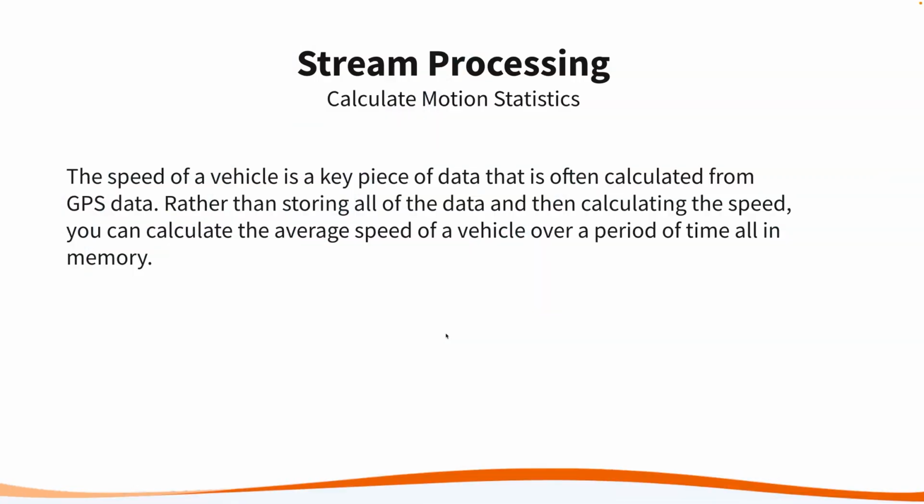Hi there everyone. Today we'll be going through another stream processing scenario where we calculate the speed of vehicles coming from a high volume stream of GPS locations. Often, the speed of a vehicle is a key piece of data that people are interested in storing. Rather than storing all of the data and then calculating the speed, you can calculate the average speed of a vehicle over a period of time all in memory before committing it to disk. This can dramatically reduce your storage requirements.